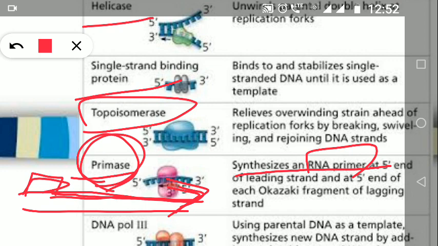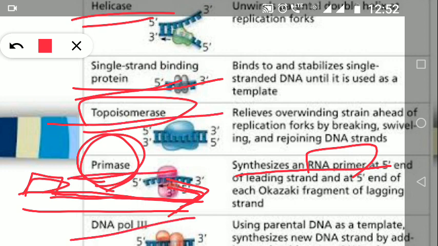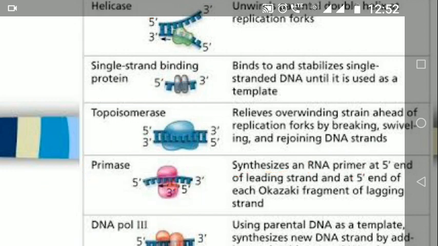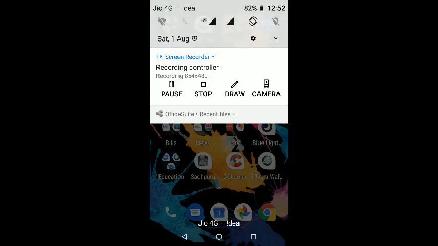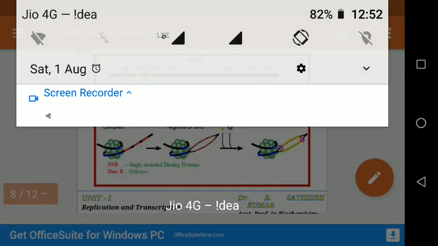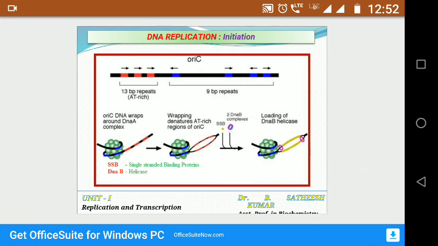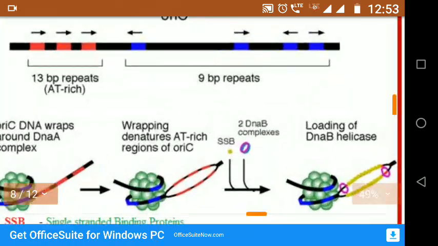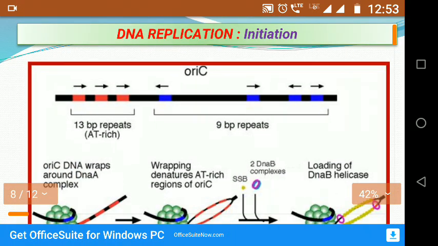Okay, so here we have helicase enzyme, single stranded binding protein, topoisomerases, primases, and DNA polymerase 3, of course. These 5 different proteins and enzymes will be involved in the initiation of DNA replication. So here, this is the origin sequence, OriC.